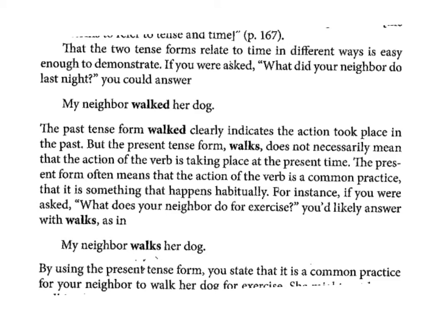The three example sentences on pages 54 and 55 demonstrate this very effectively. And I'll just show you on the screen here the first one. All right, my neighbor walks her dog. It's present tense, but describes an ongoing action in past, present, and presumably into the future. It's a regular routine every day.